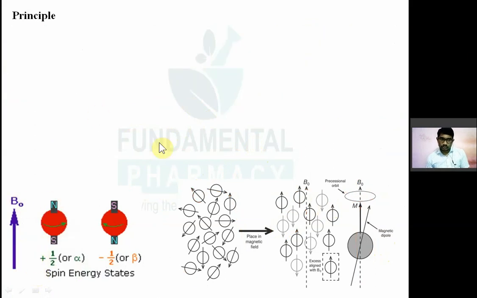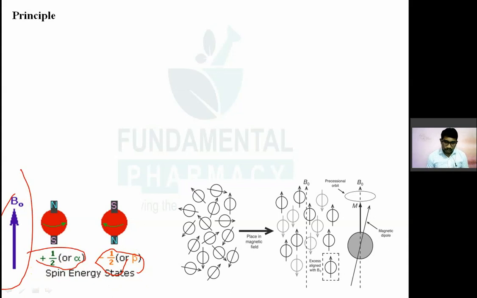So for example, when you apply a magnetic field, the randomly revolving nuclei will either align with the magnetic field, known as plus 1 by 2 or alpha spin state, or it will oppose the magnetic field, known as minus 1 by 2 or beta energy state.